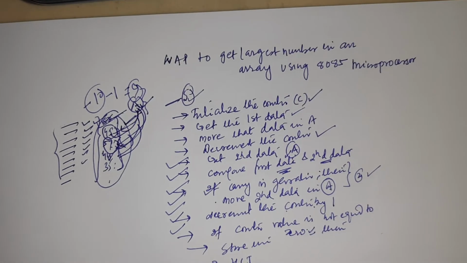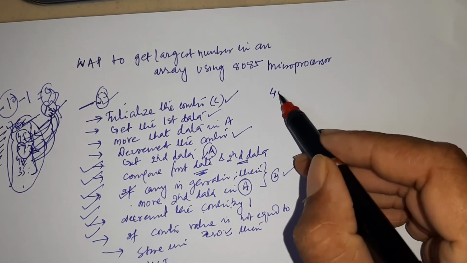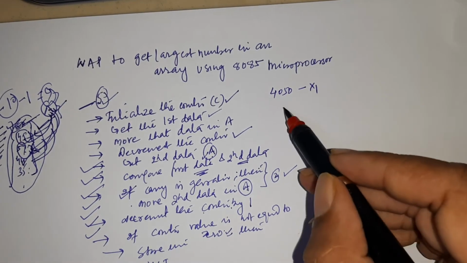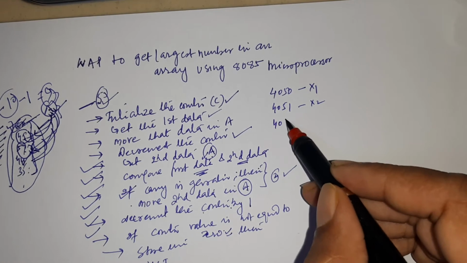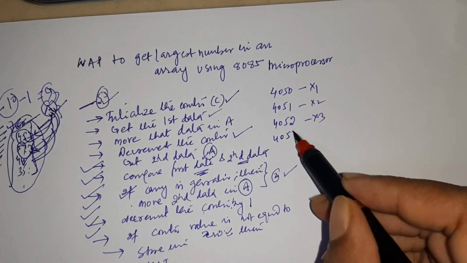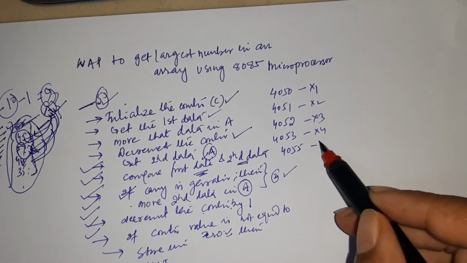So firstly let me explain again. This program is this. Suppose this is the memory location. Here number x1 is stored, here x2, here x3, x4, x5.